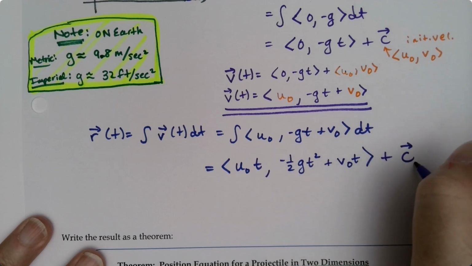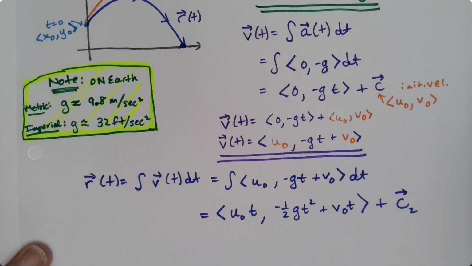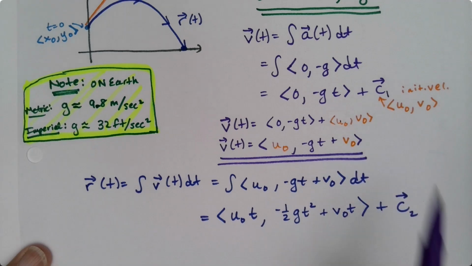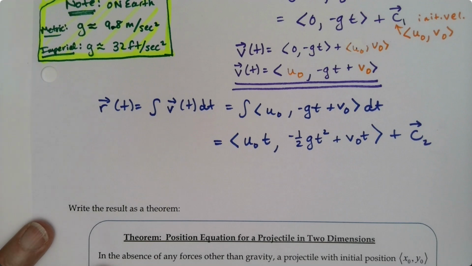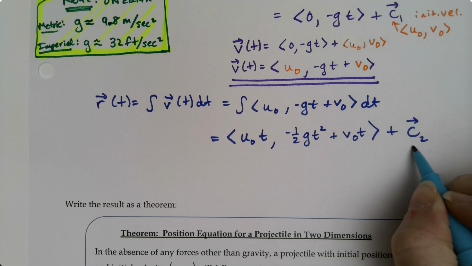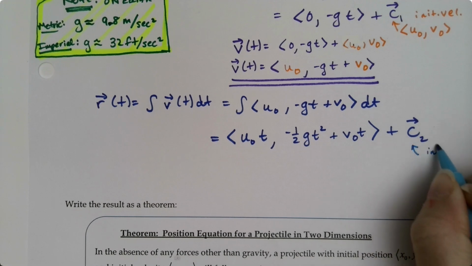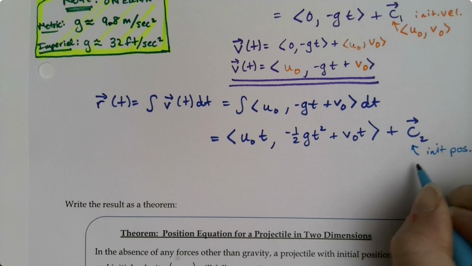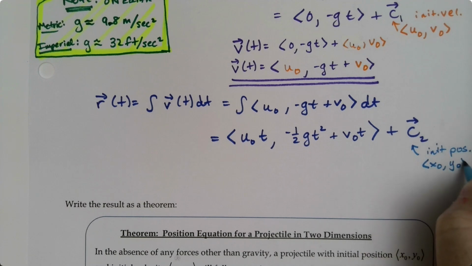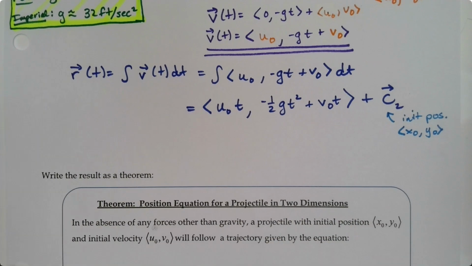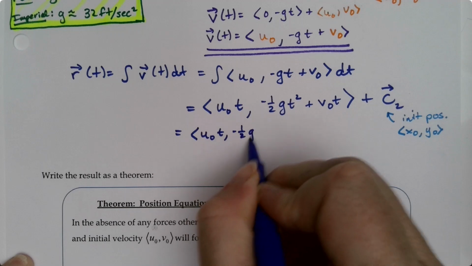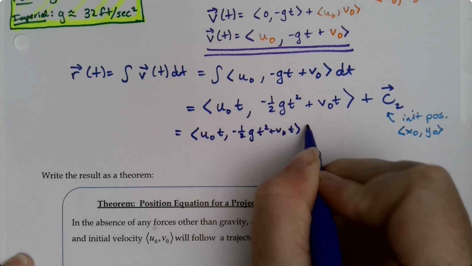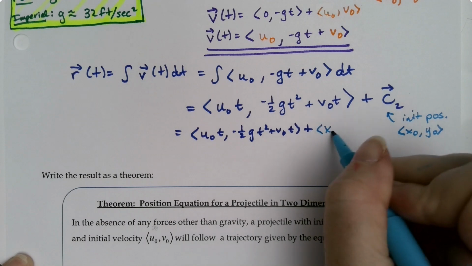some new constant vector. So I could call these, like, this one's c1, because that's for velocity, and this one's c2 because that's for position. It doesn't really make any difference. They're just not the same. That's all you need to know. Okay, but we know this vector, right? This is the initial position, which we know is x0, y0. So that means that my position vector is u0t, negative 1/2 gt squared plus v0t, plus x0, y0.